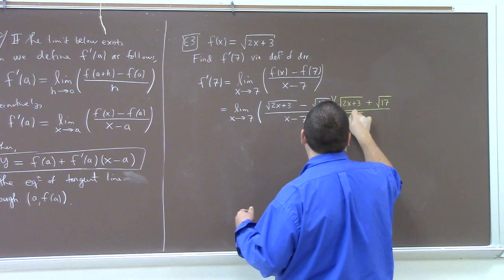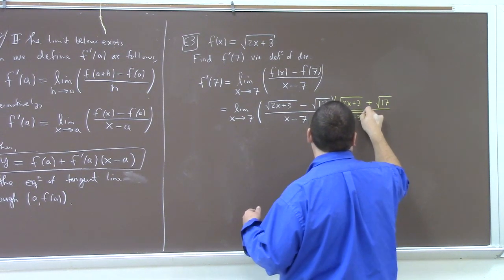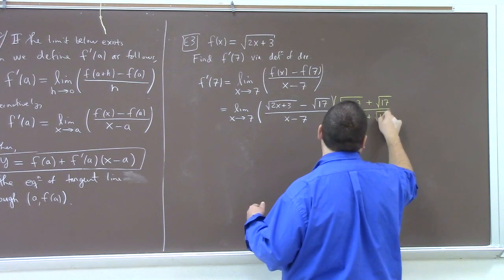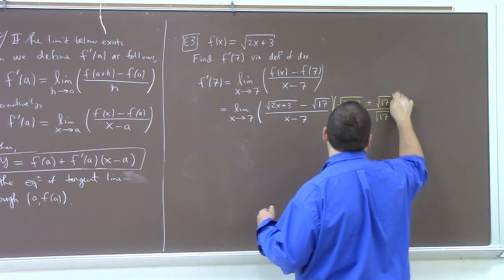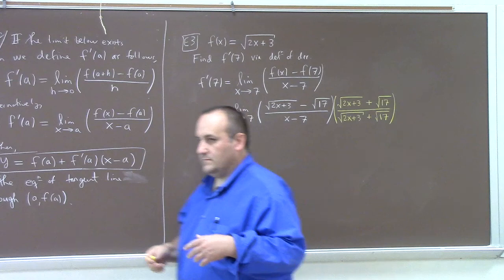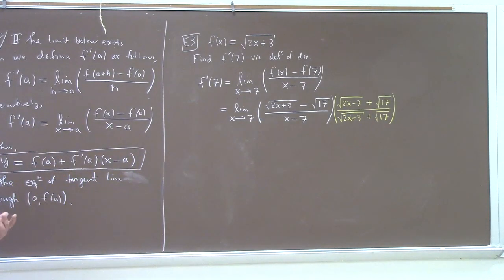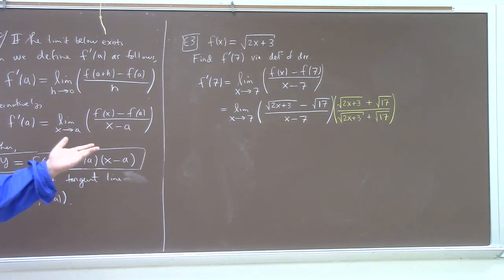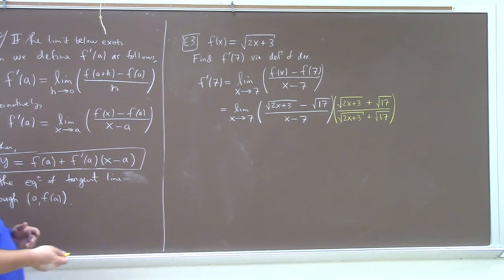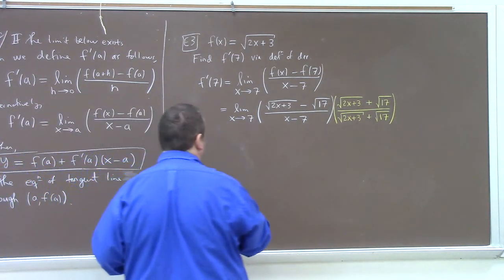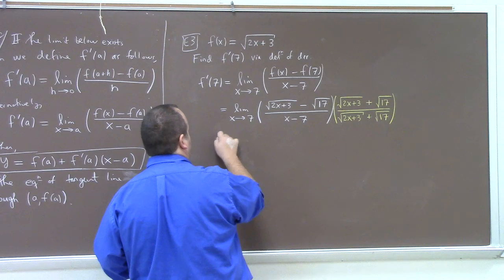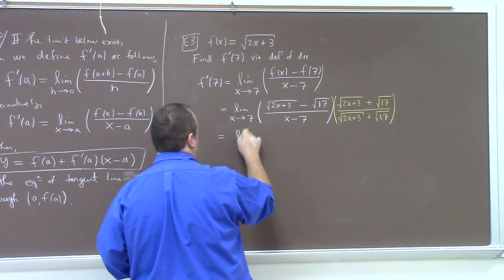Now I have to multiply by 1, right? Otherwise I'd be changing it. I can only multiply an expression by 1, right? I can add 0 to it, but otherwise I'd be changing it. But I can do that. That's just 1, right? I can multiply by that. And what happens when I do? Hopefully something nice. Let's see.